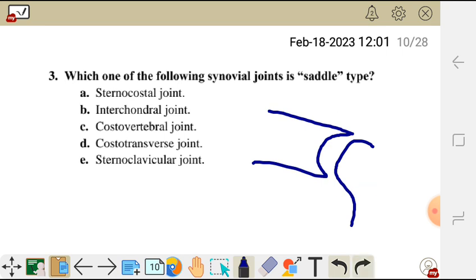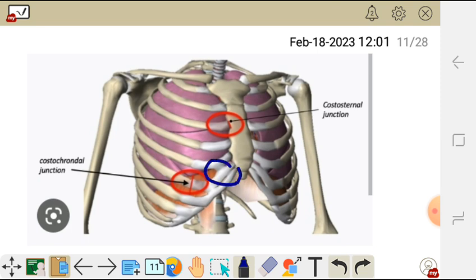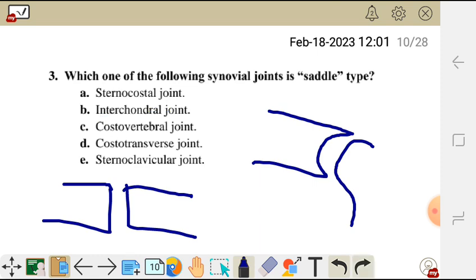When you look at the sternocostal joint, which is formed by the sternum and the costal cartilages, that joint is a plain synovial joint. A plain synovial joint is a joint where two flat surfaces come together to form a joint. So A is a plain synovial joint. The interchondral joint is a joint between two adjacent costal cartilages, like these joints there. Those are what we call interchondral joints, and they are plain synovial joints.